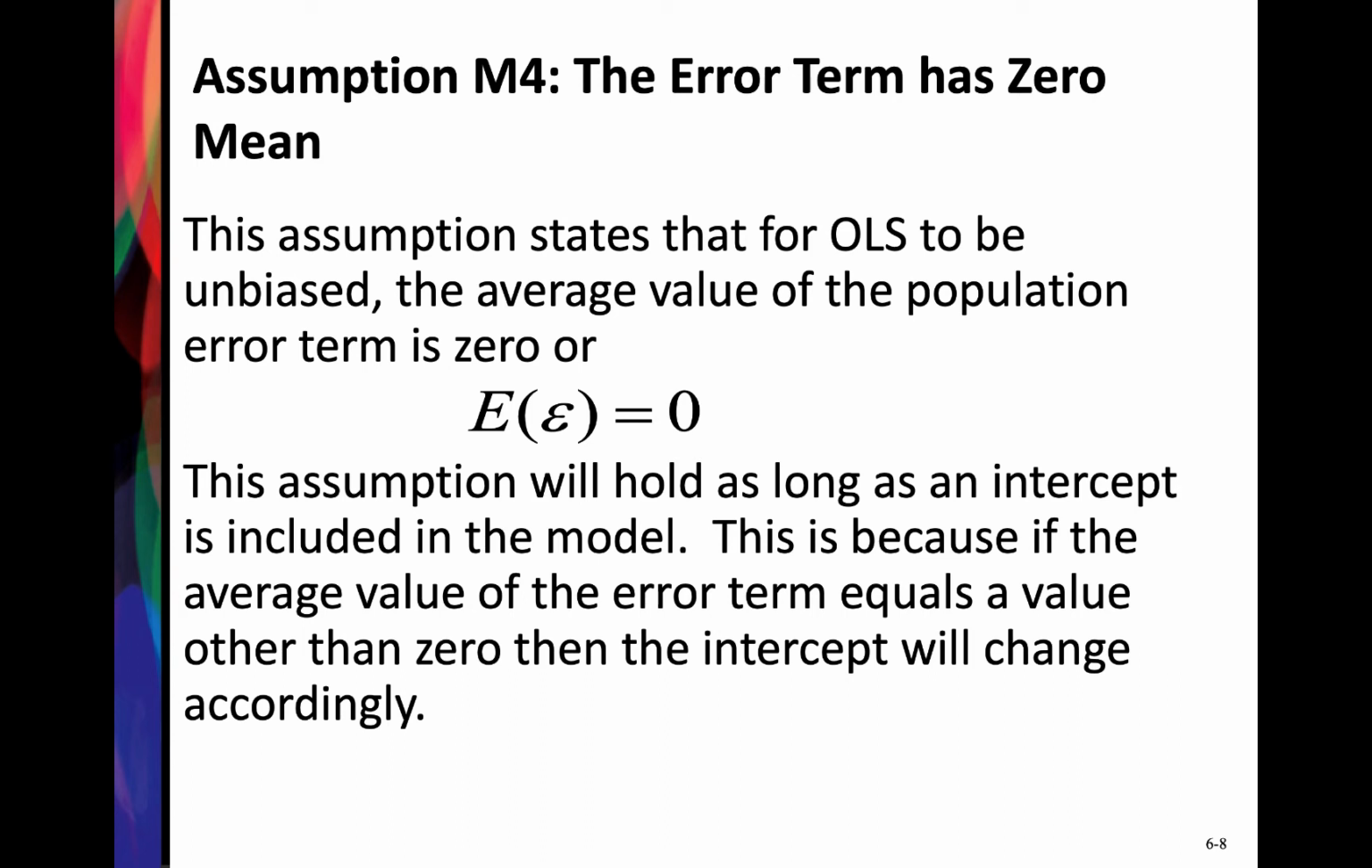Assumption MLR.4, the error term has zero mean, so the expected value of epsilon, our error term, is equal to 0. And this will hold as long as the intercept is included in the model, because as we think about it, the intercept changes. It will recalibrate such that this assumption will hold. That's why we need an intercept in our model. So even if we don't care about the intercept, which many times we don't, we still should include it in our model unless we have a very, very good reason not to.